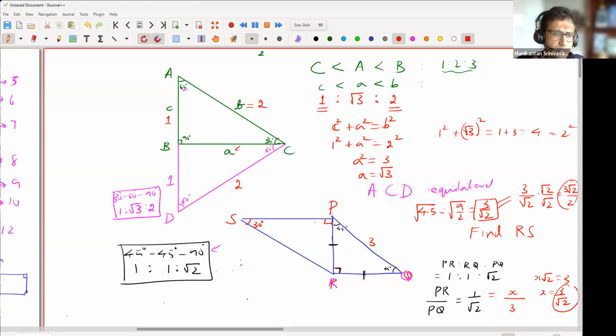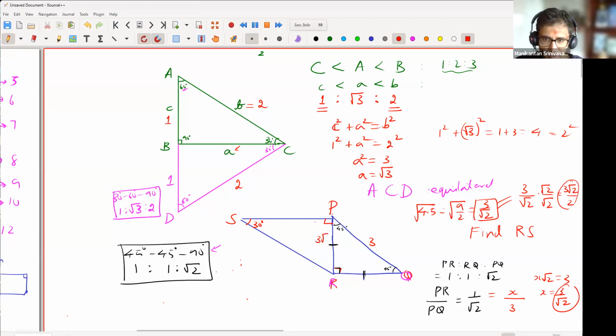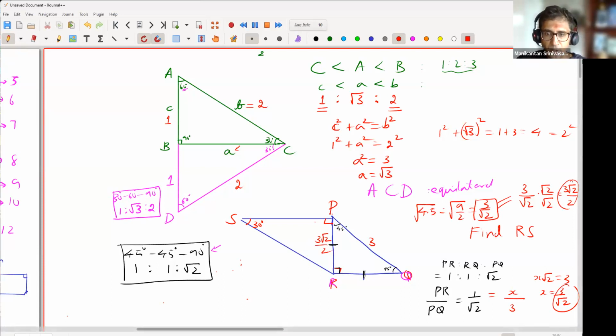Are you guys all with me so far? Akshaj, are you with me? Why is this 3√2 by 2? Okay, good. 3√2 by 2, or 3 by √2. Both are the same.